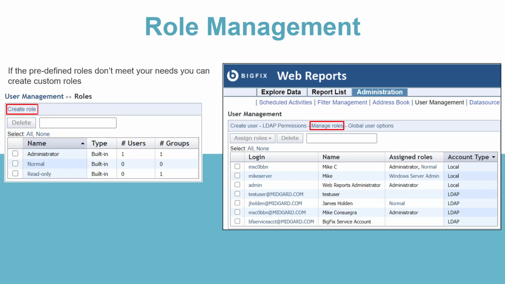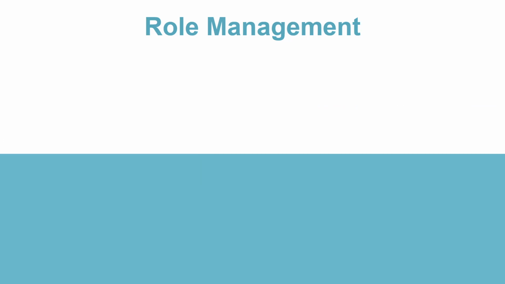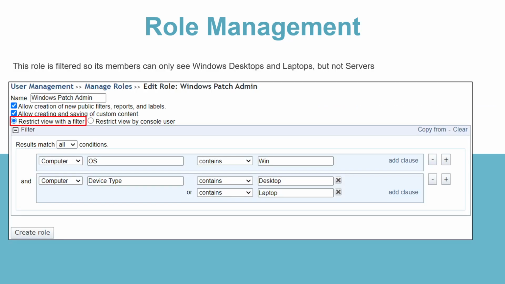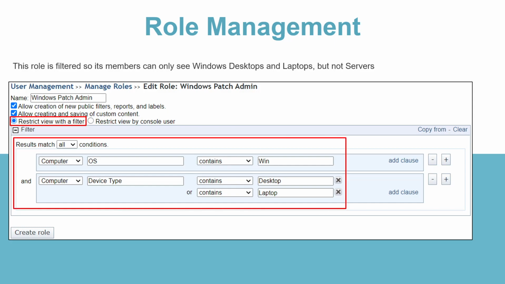One reason you might want to create your own roles is the limited access control of the built-in roles. Custom roles can address this by limiting member users' visibility in a couple of different ways. The first way is by using filters. Typically, any user added to Web Reports, normal or read-only, will be able to see all content and computers regardless of what their operator account can see in the BigFix console. Filters can be created so that users only see computers based on the conditions of the filter. So, in this case, the members of this role will only be able to see Windows desktops and laptops.